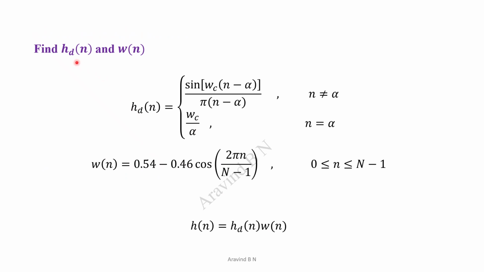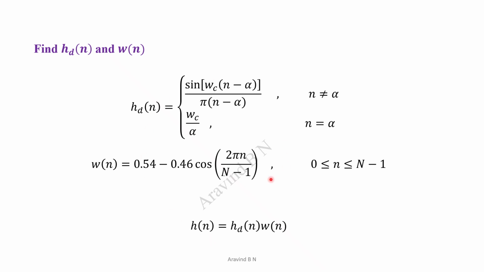Now we need to first find hd of n and then the window function w of n. hd of n is given by this formula, and the window function is based on which window we are going to make use of. In this particular problem, we are going to make use of the Hamming window. For the Hamming window, this is the window function we are going to get. Once we calculate the values of hd of n and w of n, we are going to multiply them and we are going to get the final impulse response h of n.